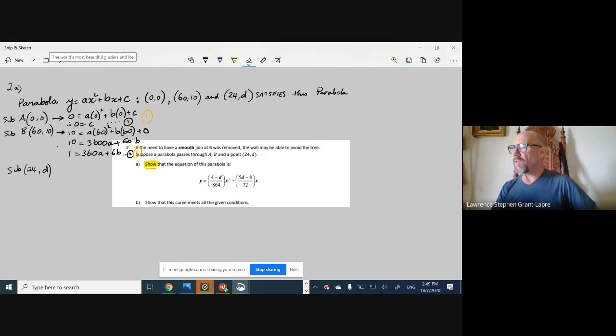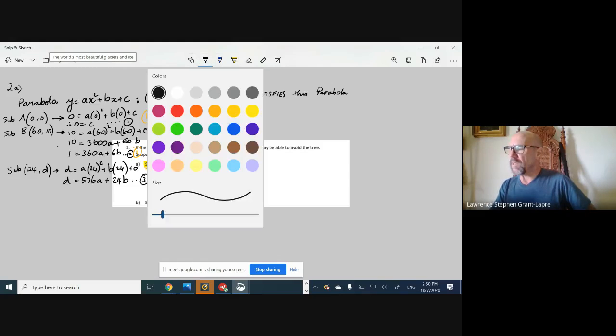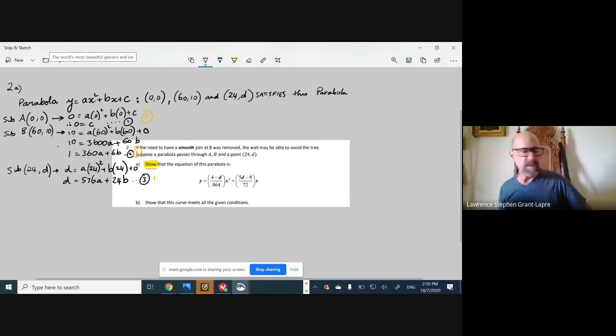Now we substitute the third point since it satisfies, and we get D equals a times 24 squared plus b times 24 plus 0. And so D equals 576a plus 24b. And there is a third equation. All right, there is another mark. So we've got our third mark.